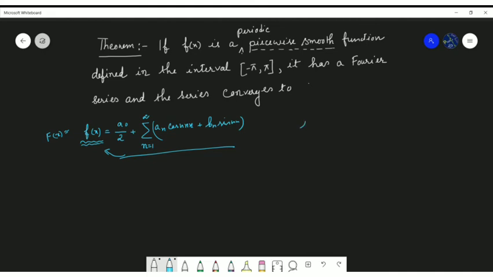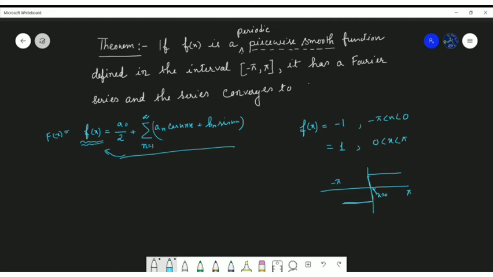Suppose f(x) equal to minus 1 from minus pi to 0, f(x) equal to 1 from 0 to pi. How will you plot this function? It is minus 1, it is plus 1. Okay, so minus pi to plus pi, this is x equal to 0. So this is an odd function. Now if you see, it is symmetric about the origin.